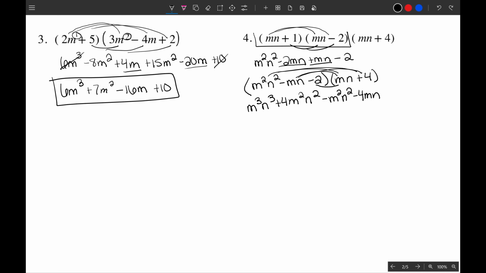Negative 2 times mn is negative 2mn. And negative 2 times 4 is negative 8. So I have a degree of 6, 4, 4, 2, 2, and 0. So 6, I only have one of those, so m to the third, n to the third. Then you have 4m squared n squared, and a negative 1m squared n squared gives me 3m squared n squared. You have a negative 4mn and a negative 2mn. That gives you negative 6mn. And then your minus 8.